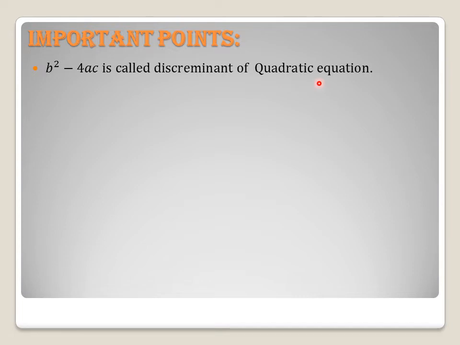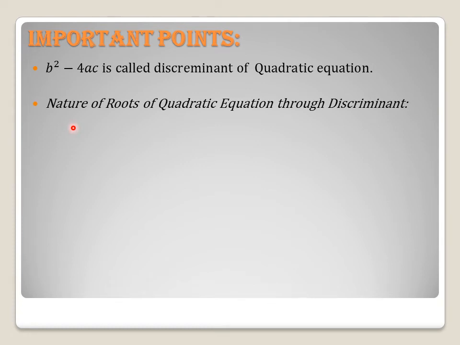First of all, some important points. b square minus 4ac is called the discriminant of a quadratic equation. In exercise 2.1, you will be asked to find the discriminant. So, to find the discriminant, you will use the formula b square minus 4ac. That formula is actually part of our quadratic formula.